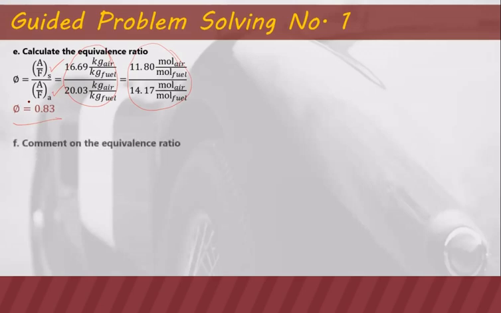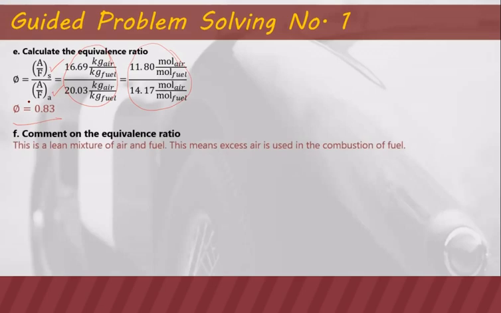So for letter F, the equivalence ratio indicates a lean mixture of air and fuel. Since the equivalence ratio is less than 1, this means that excess air is used in the combustion of fuel. In your assignment, you will have to find the significance of having excess air in combustion. And that will be for our forum. That is for guided problem solving number 1.